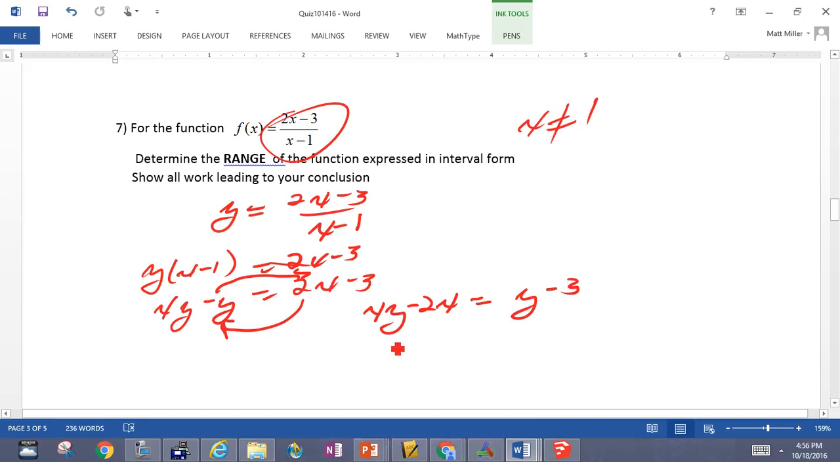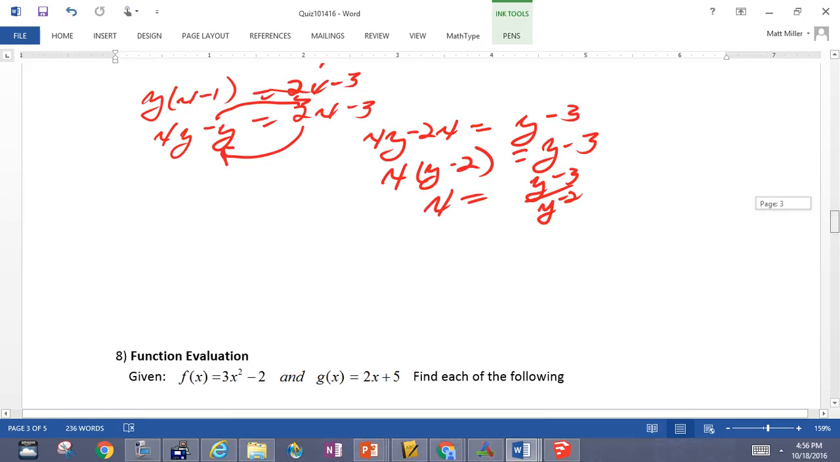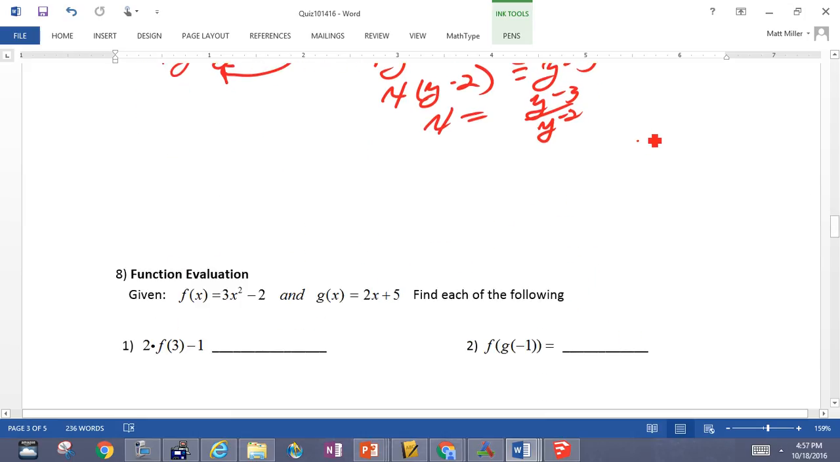Again, I want x as a function of y, so I factor out the x. It's common to y minus 2 is equal to y minus 3. I divide by my y minus 2, and lo and behold, I got my x term isolated, and in doing that, I can easily see that y cannot equal 2.